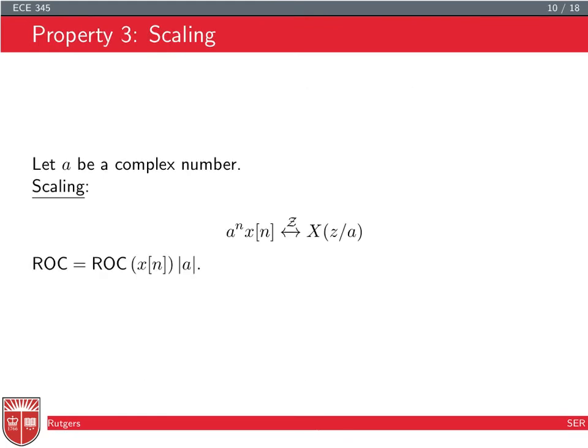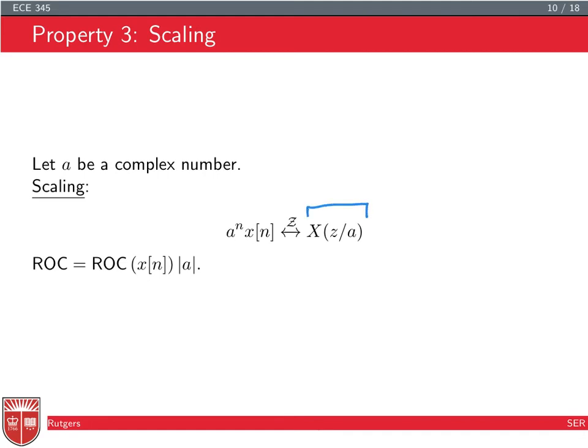Property 3 is about scaling the signal, and here by scaling I mean, given a complex number a, the signal x[n] is multiplied by the scalar a to the n. So I'm multiplying the signal by an exponential signal a to the n, and then the z transform in this case is x of z by a. So I'm dividing z by a. To see where this formula comes from, let me maybe prove it.